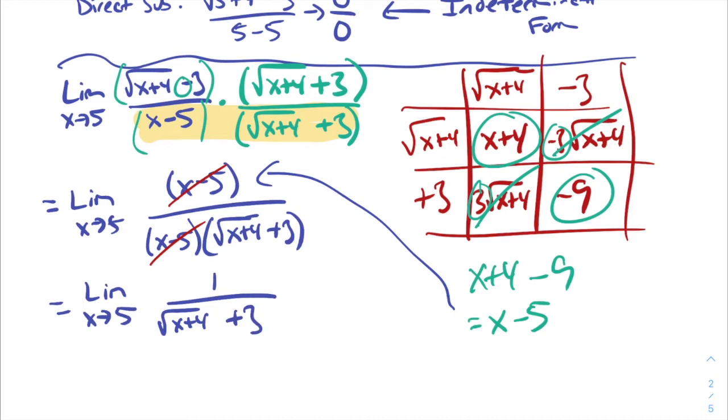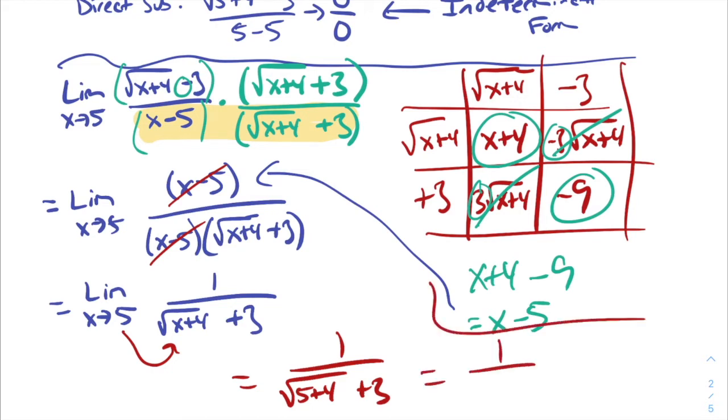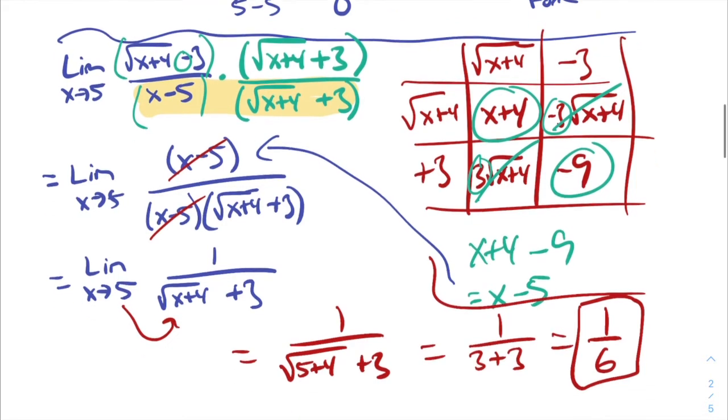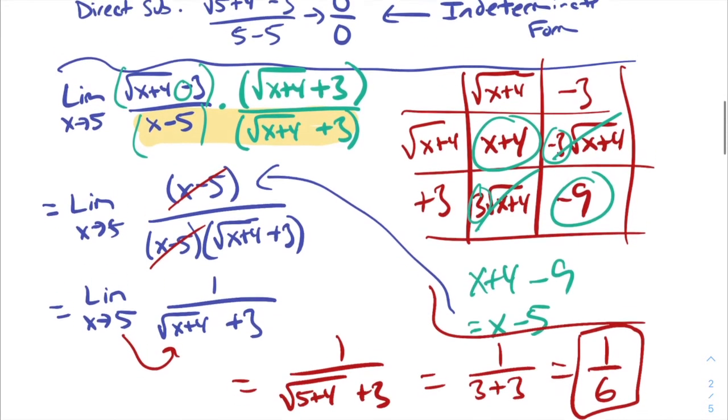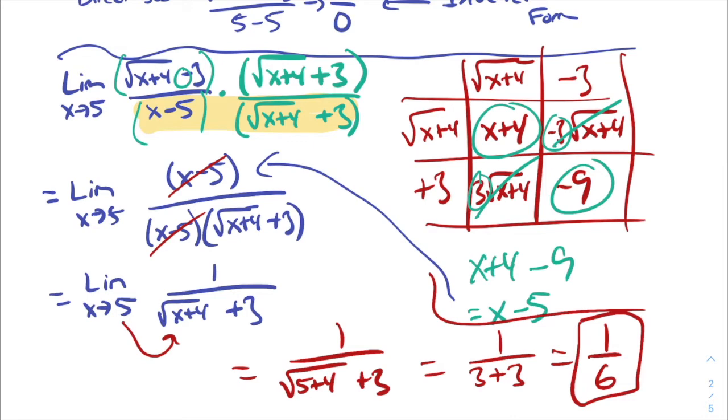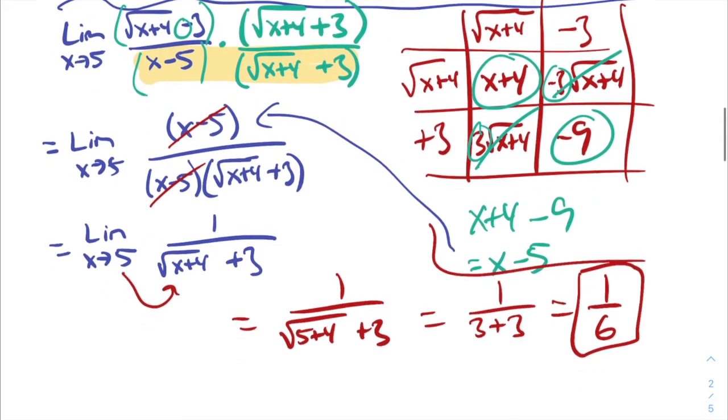Now that I have this simplified, I'm going to go back and try direct substitution again. And I'm going to plug that 5 in for this equation. If we do that, we're going to say that this is equal to 1 over the square root of 5 plus 4 plus 3, which is going to equal 1 over the square root of 9, which is 3, plus the 3, or 1 over 6 as our answer for that problem. Nice technique. Multiplying by that conjugate allowed us to be able to solve that specific one.